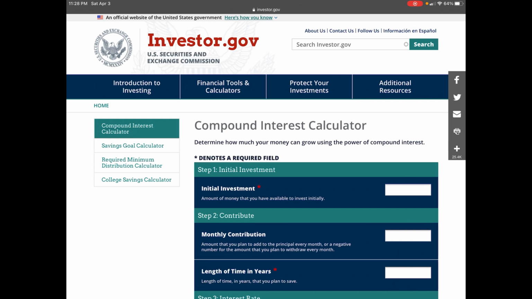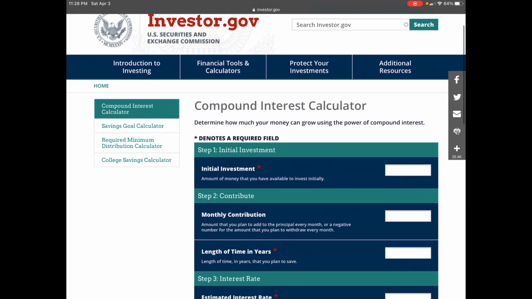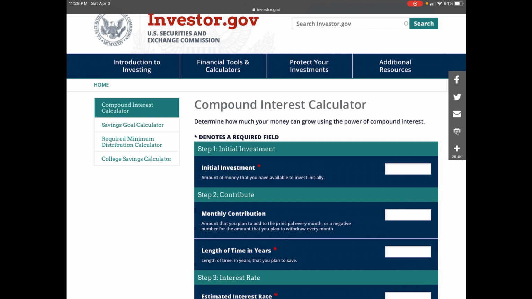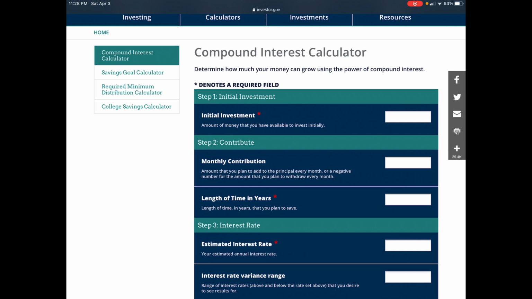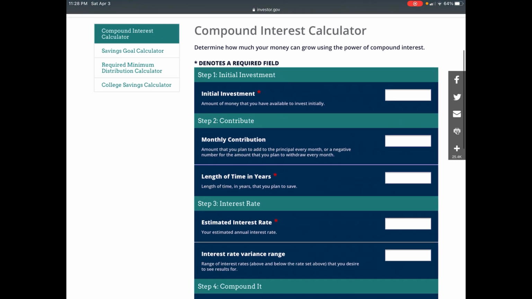Alright, so I found this very useful website. It's called investor.gov. They have the best compound interest calculator and savings calculator. So let's see the difference between compound interest and a savings account. Let's see which one is better for your money to grow harder for you. All right, so let's do the compound interest calculator first.